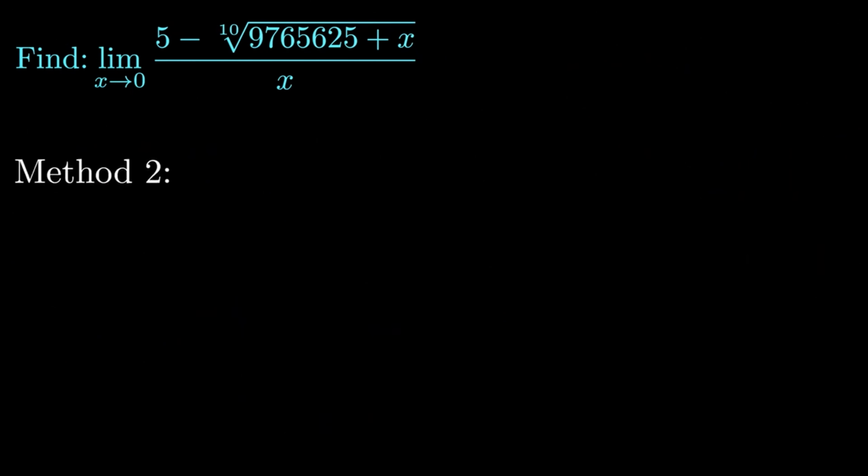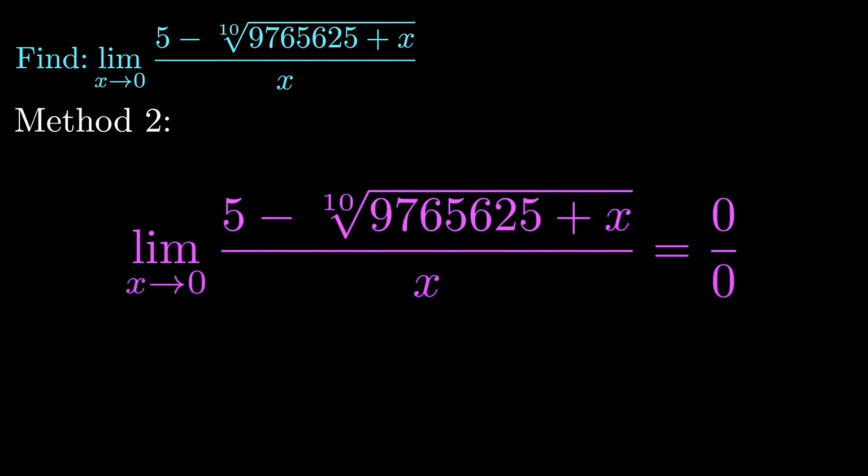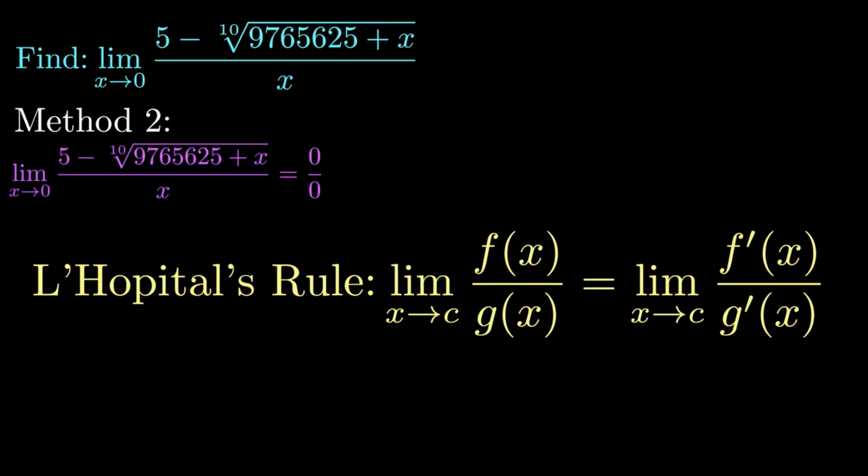So that's it for method 1. Now on to method 2. From before, we know that the denominator tends to 0. This is actually the case for the numerator, so we can go ahead and apply L'Hopital's rule because we have an indeterminate form of 0 over 0.